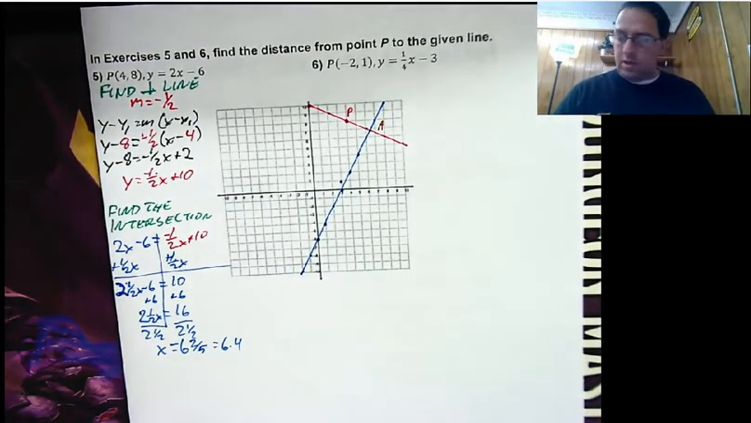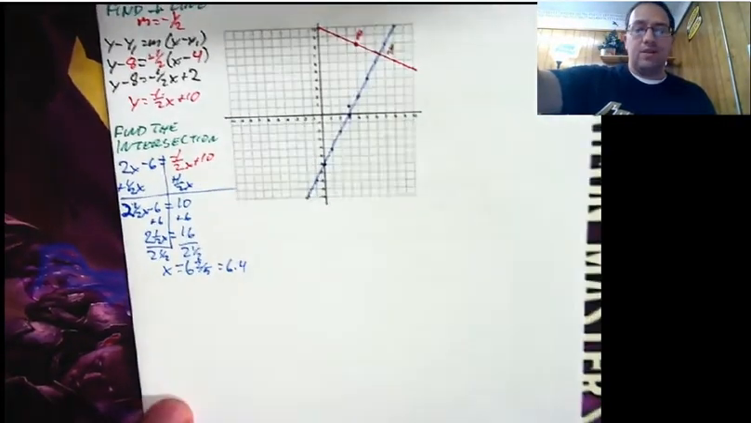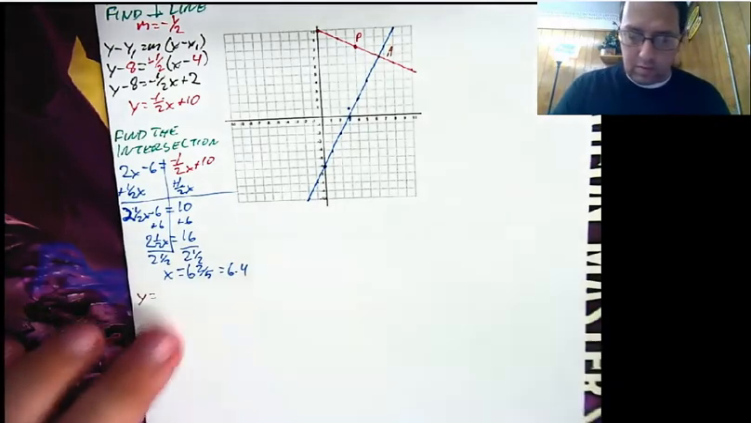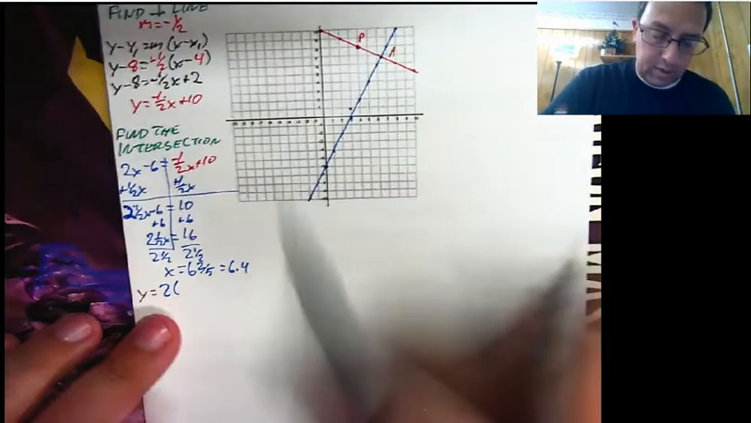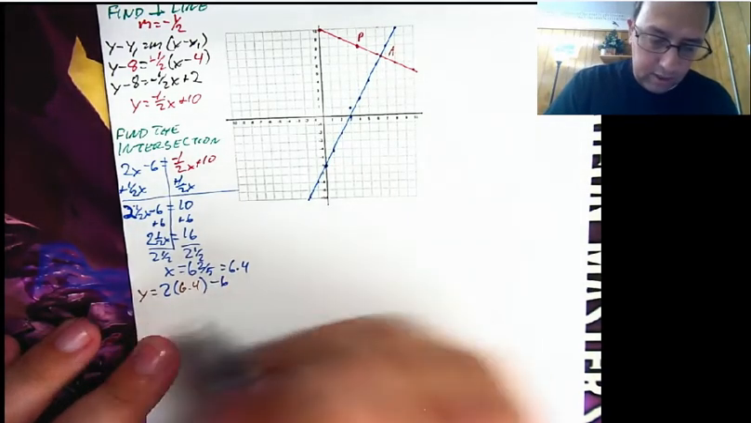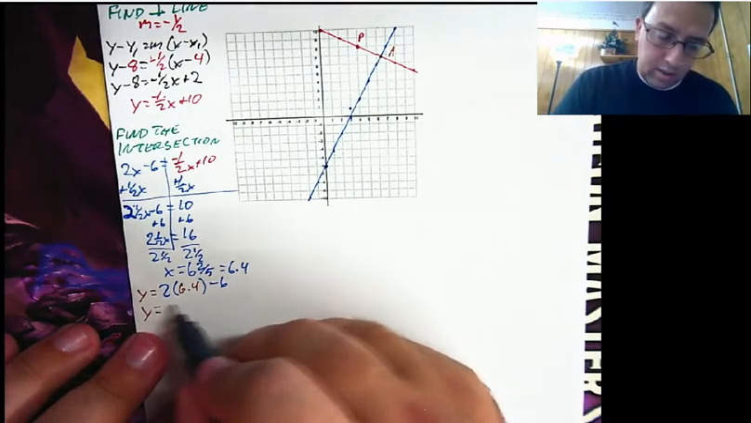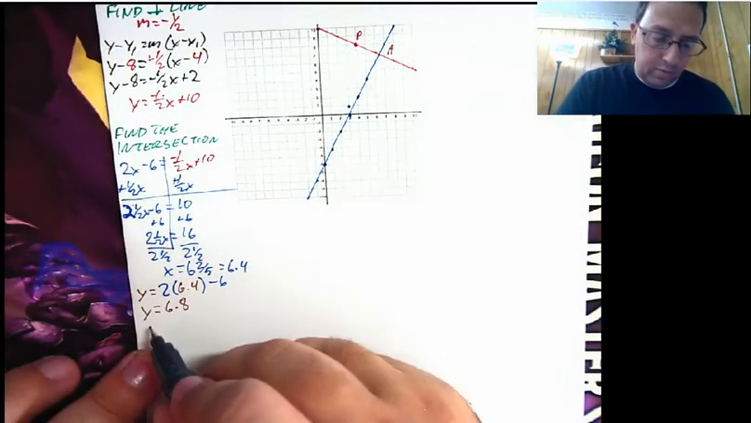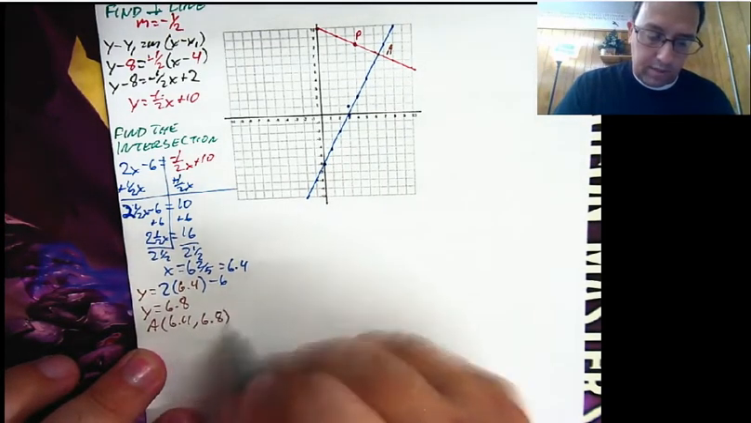So that's no good. What we need to do is take this x and plug it back into either one of these lines, doesn't matter which one, and get y. So y is going to equal, let's plug into the blue line, that'll be easiest. 2 times 6.4 minus 6, and so y equals 6.8. Right? So the coordinates of point A are 6.4, 6.8.